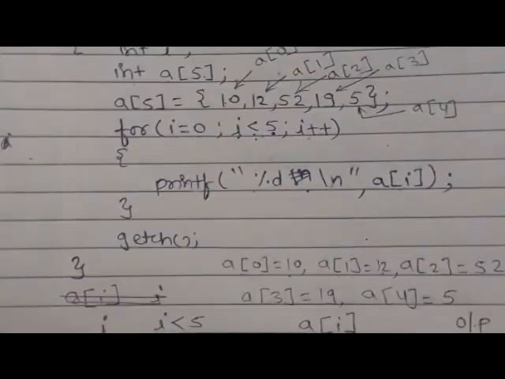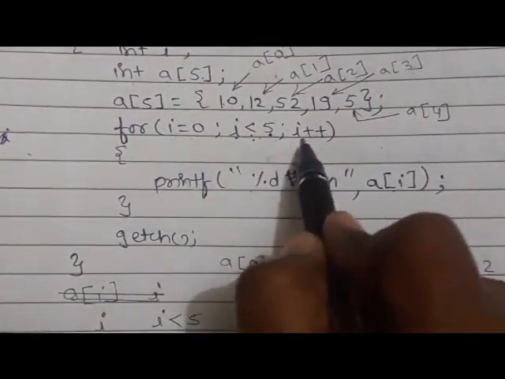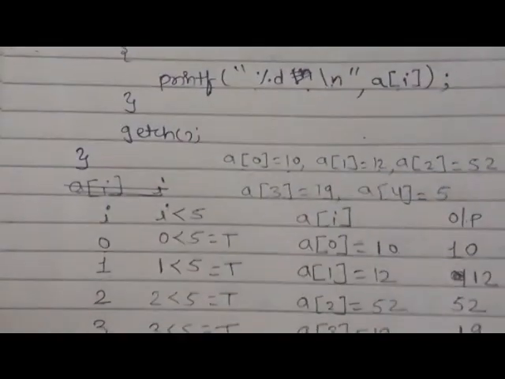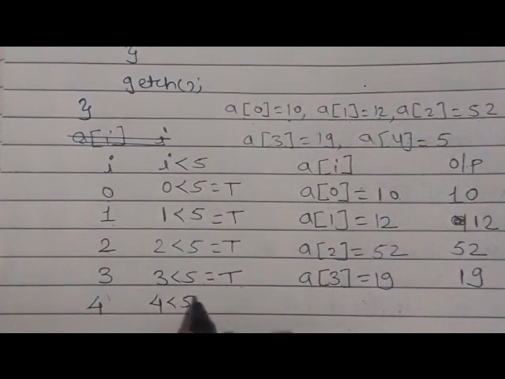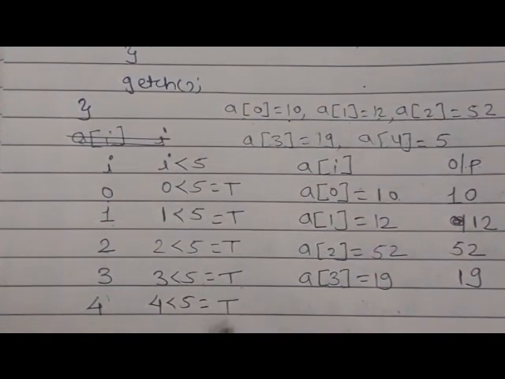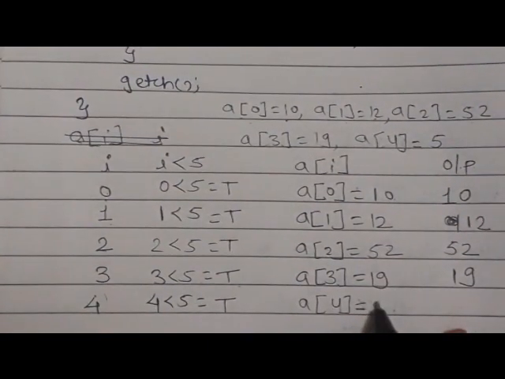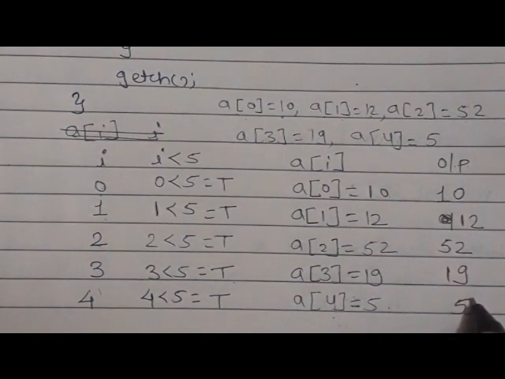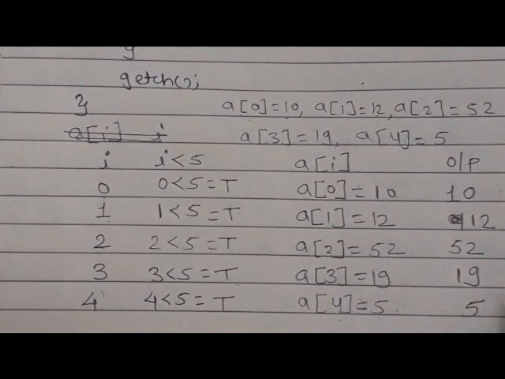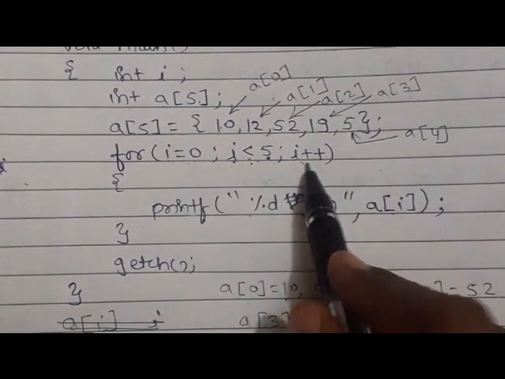After this, we will again increment the value of I. Now the value of I is 4. Again it will check the condition, 4 is less than 5, the condition is true, and then the a of 4 value is 5. The same sequence will happen over here. Now it will print the a of 4 value, that is 5. After that, again it will increment the value.